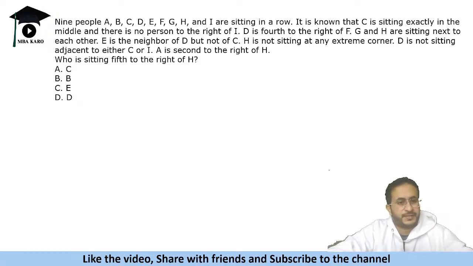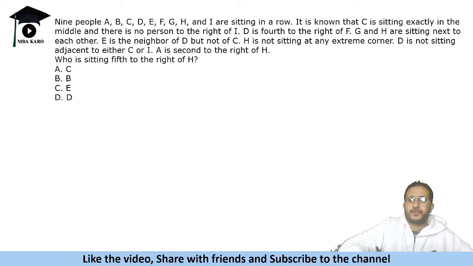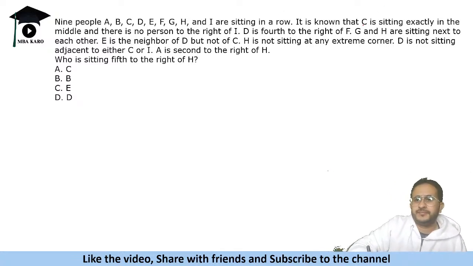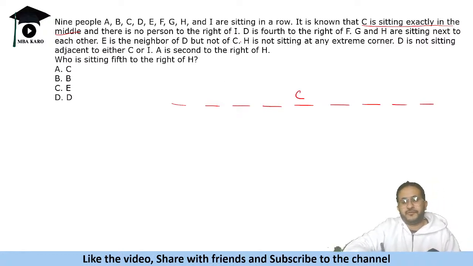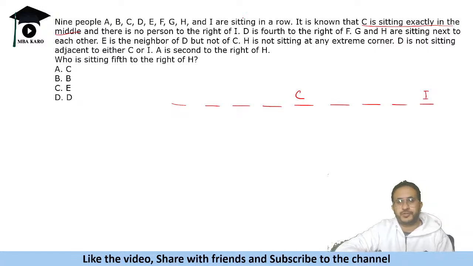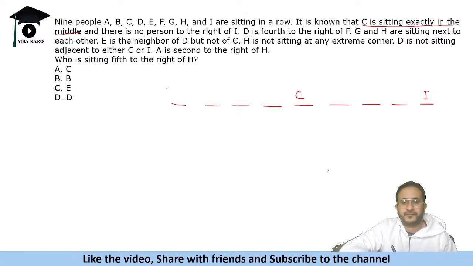So there are 9 people in a row and some information given about them. C is in the middle and there is no person on the right of I. So that means I is at the rightmost position. D is 4 to the right of F. So F 1, 2, 3, then it will be D. So F will be on this side and D will be on this side, where we do not know.